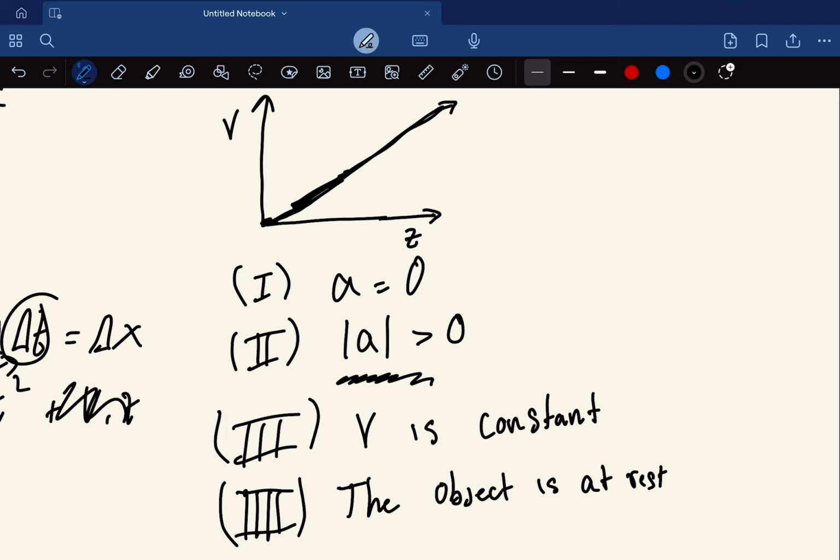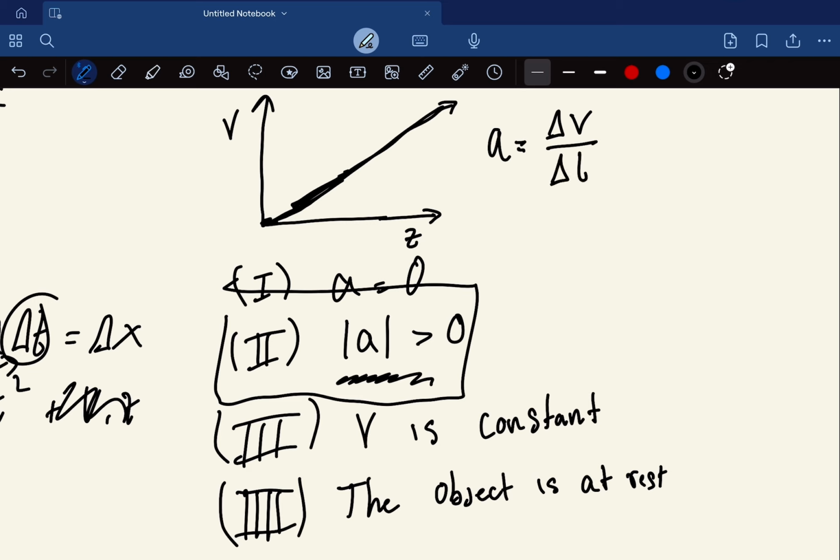Now, if you said that answer choice 2 is correct, you would be correct. This graph has a greater than 0 acceleration, since we know that acceleration is equal to delta v over delta t, which is equal to the slope of a velocity versus time graph.